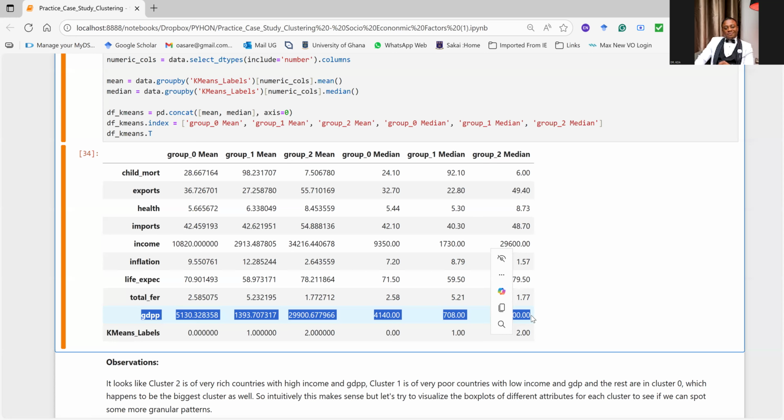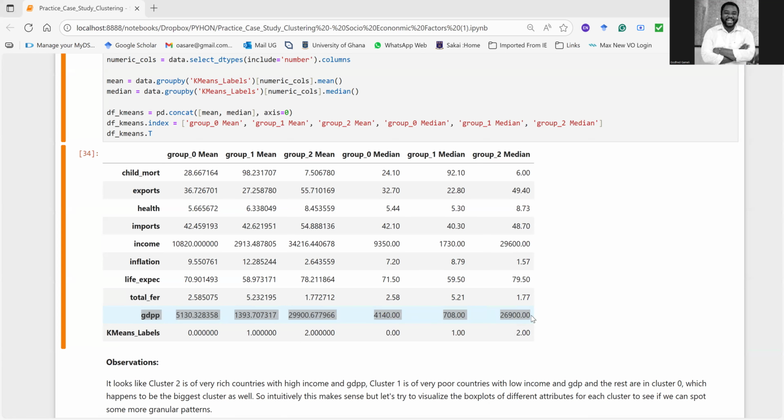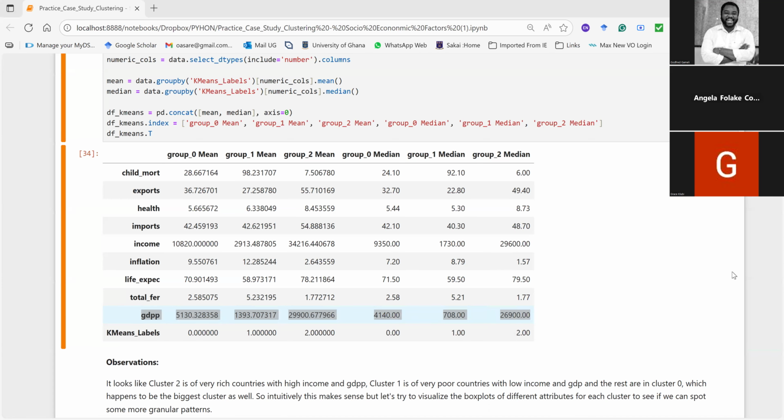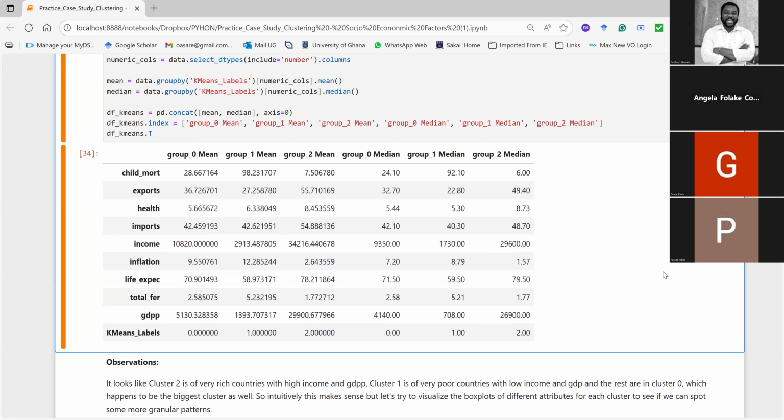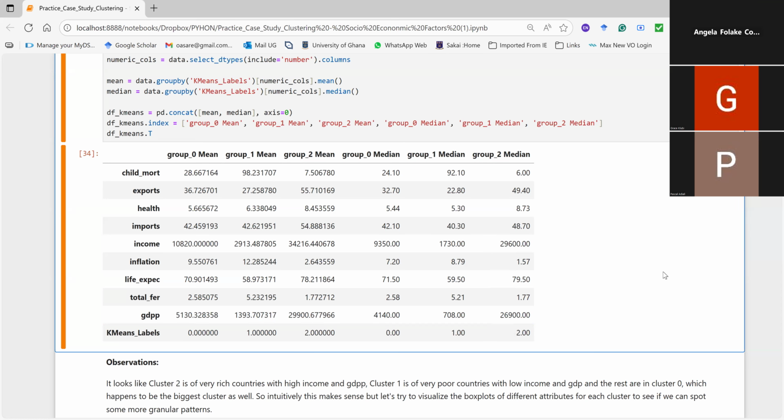Can you guys hear me? You have to talk, you don't have to type. Yes, Grace. Group 2. What is the value? 29,900. Good. And which is the last?